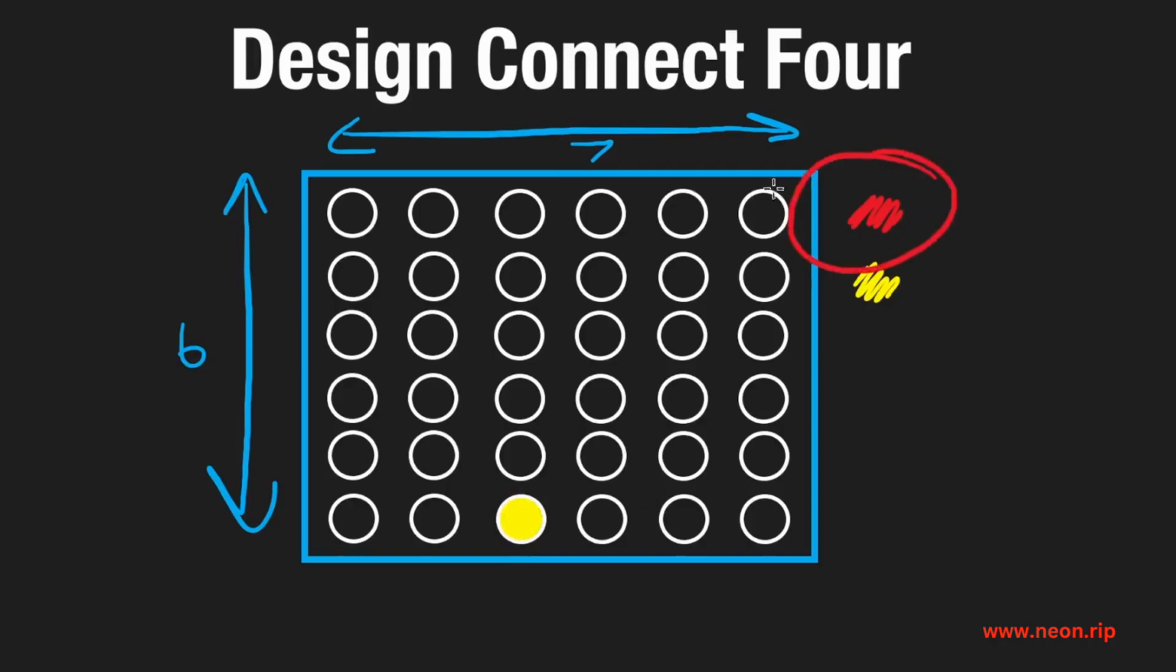Next, the red player would go, and similarly, they'd be able to choose a column. Let's say they picked the exact same column. In this case, the piece would keep falling until it can't go any further. It can't go past this one, so it would fill in right here.